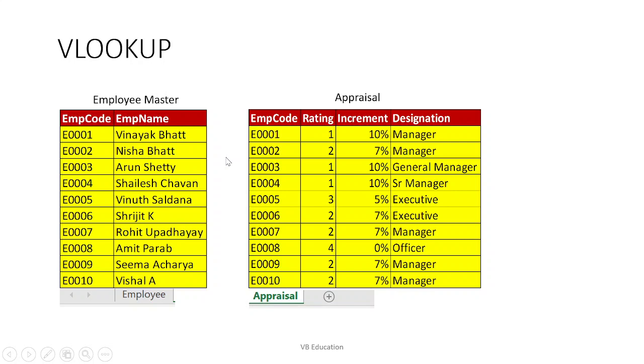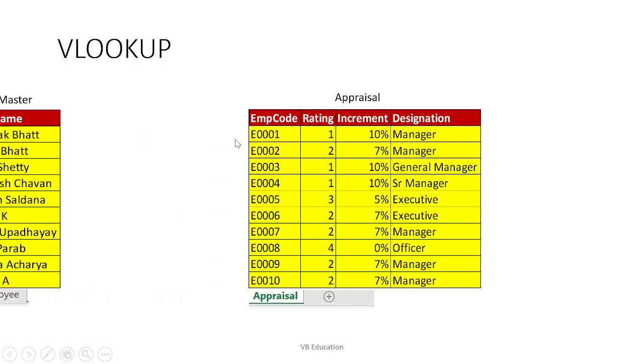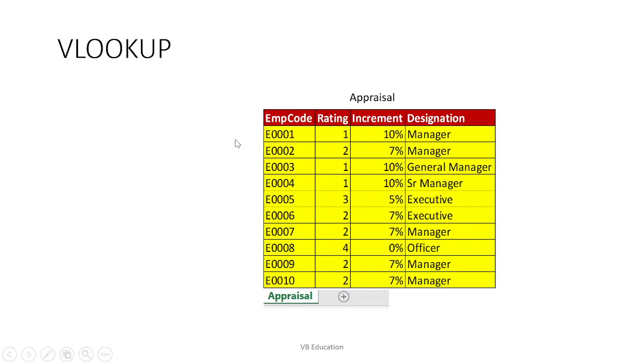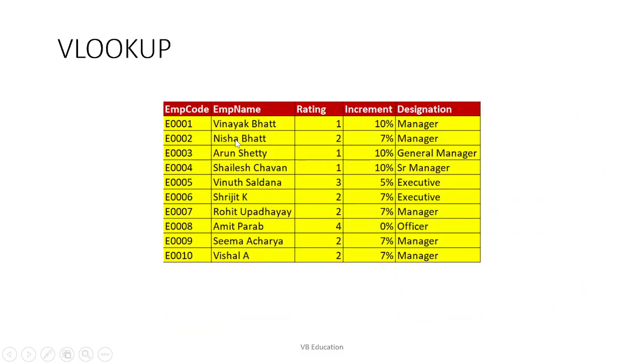Let's see. So employee master is gone, appraisal is gone, and we get consolidated data: employee code, employee name, rating, increment, and designation. This actually is done in Excel using VLOOKUP. Now let's begin with VLOOKUP.